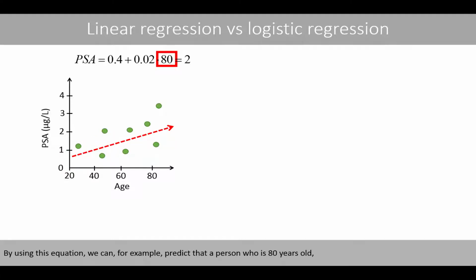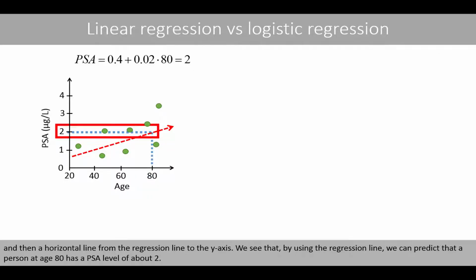By using this equation, we can for example predict that a person who is 80 years old should have a PSA level of about 2 micrograms per liter. We can make the same prediction by drawing a vertical line where the x-axis is equal to 80, and then a horizontal line from the regression line to the y-axis. We see that by using the regression line, we can predict that a person at age 80 has a PSA level of about 2.